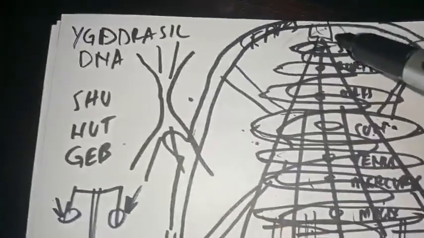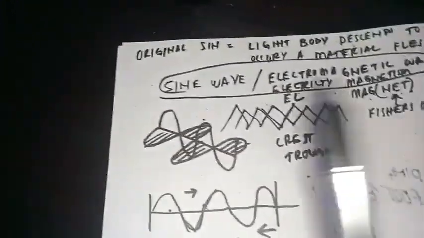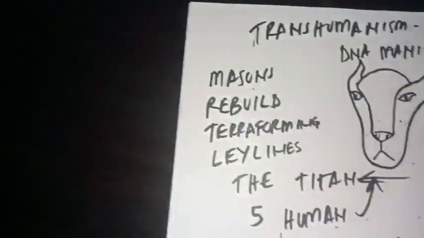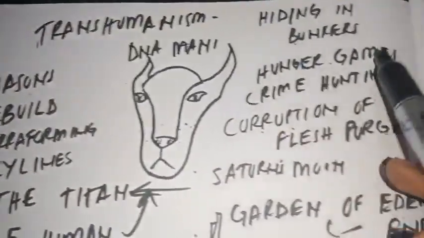You have reached here, you are in harmony. You have let go of every baggage. You have left it here, and you are in harmony here, you are celebrating. So now the system the Masons are bringing, these Masons, they want such creatures here so that they can do the Hunger Games.